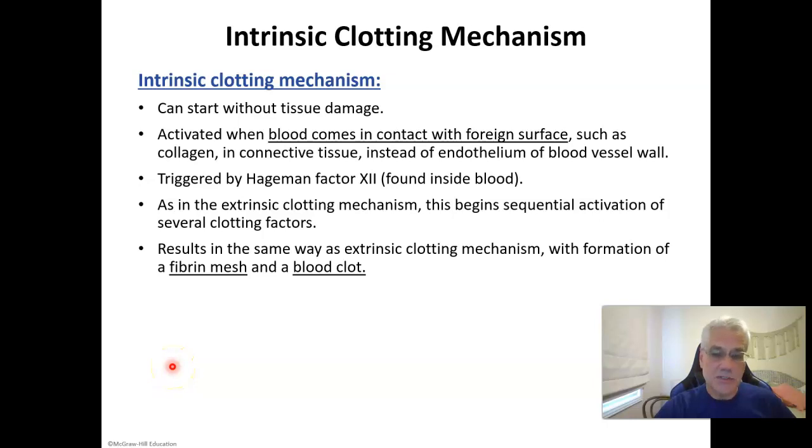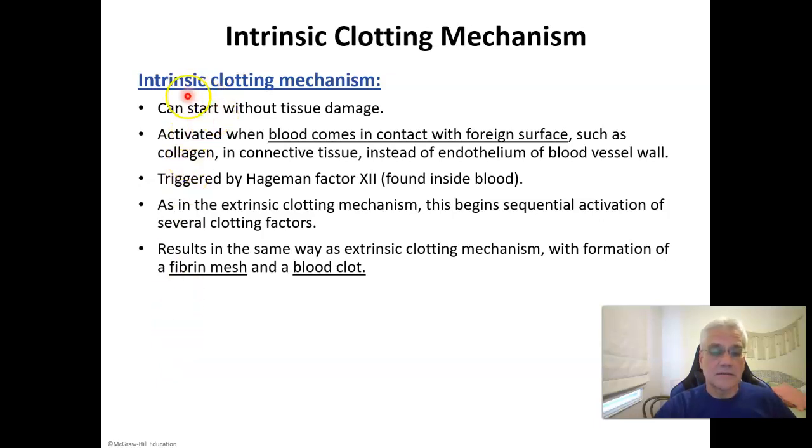The other mechanism is the intrinsic clotting mechanism. This does not require external tissue damage. This can start, say, for example, if you have sepsis, if you have a blood-borne infection, that can result in a clotting process, an intrinsic clotting process. Internal damage to the endothelial lining of blood vessels can also lead to the initiation of an intrinsic clotting mechanism.